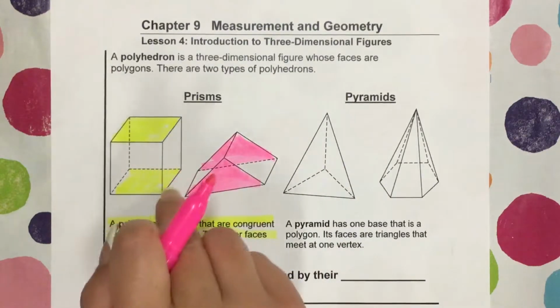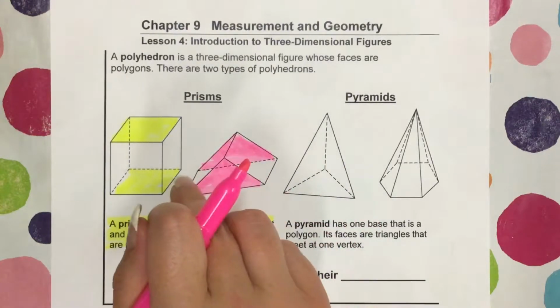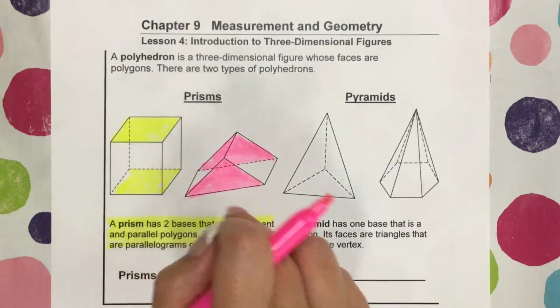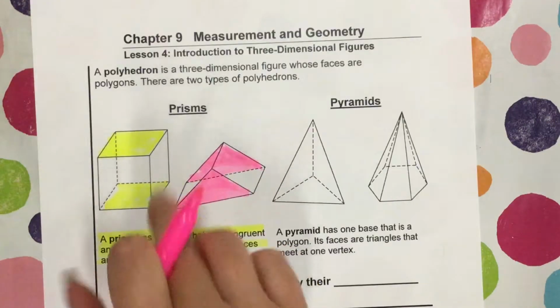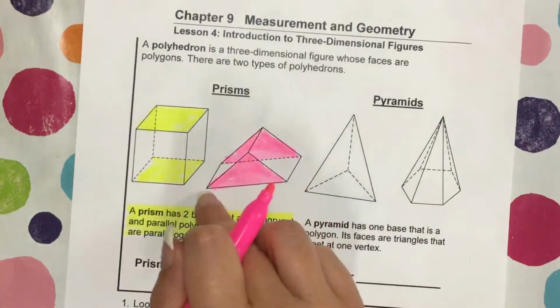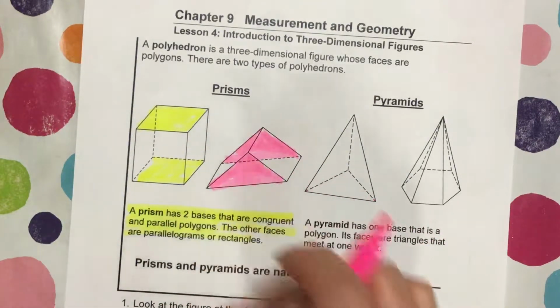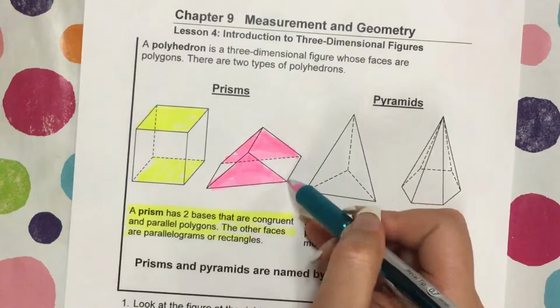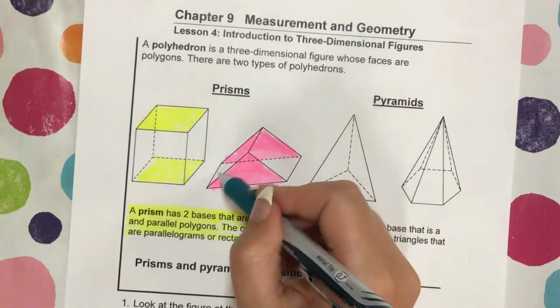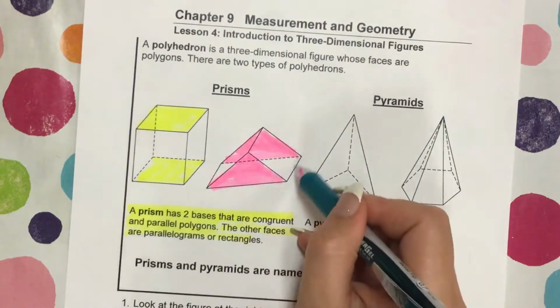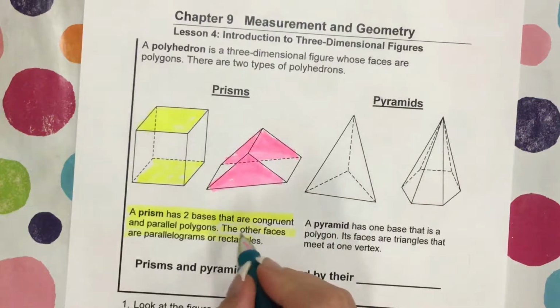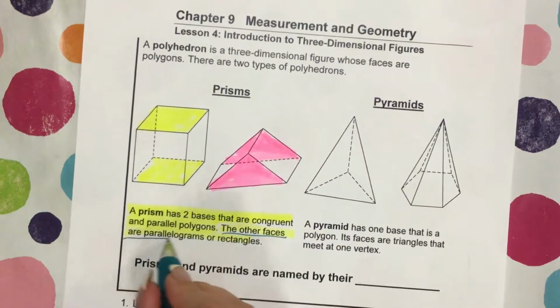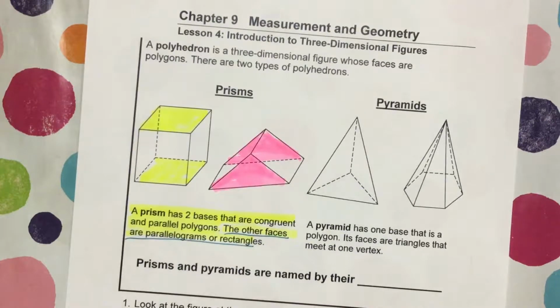This would be a rectangular prism. You name the figures by their bases. This is a prism with rectangular bases, so it's a rectangular prism. The base of this one is a triangle, so it's a triangular prism. Looking again at all the faces, this face is a rectangle, this face over here is a rectangle, and the bottom face is also a rectangle. So the other faces being parallelograms or rectangles is a true statement for both of these. This is a rectangular prism and a triangular prism.